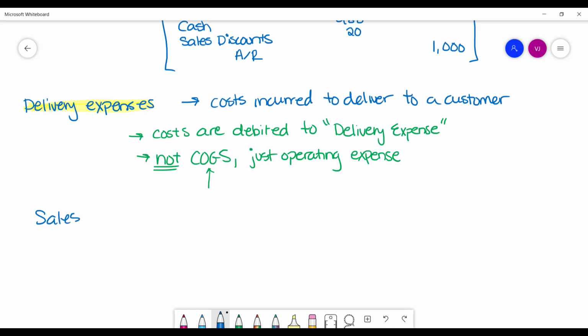And then what about sales tax? How do we account for sales tax? What does that look like?